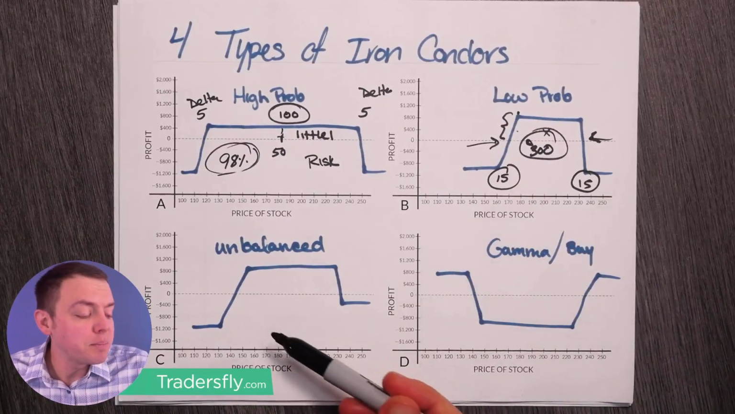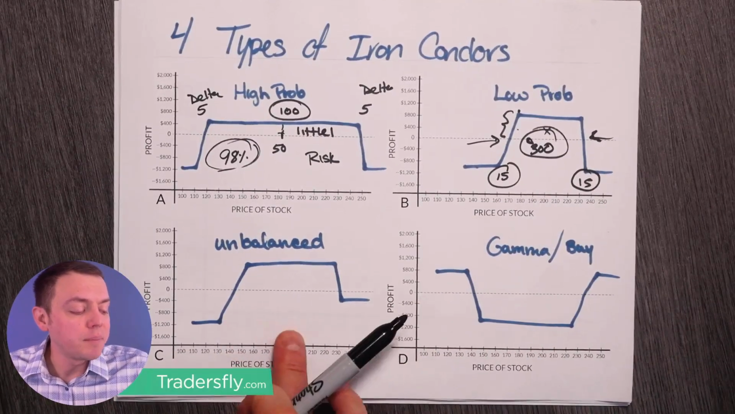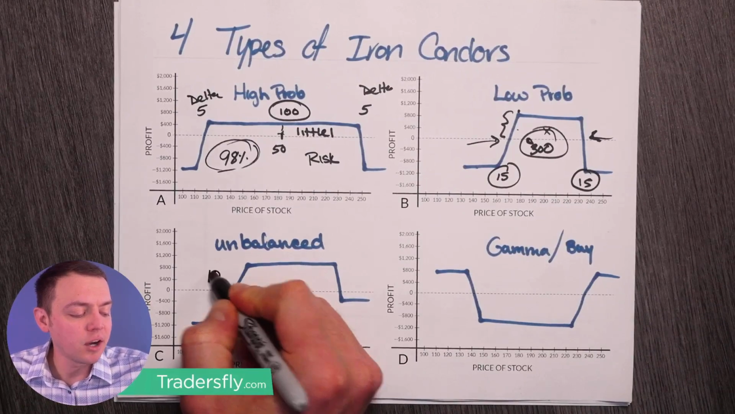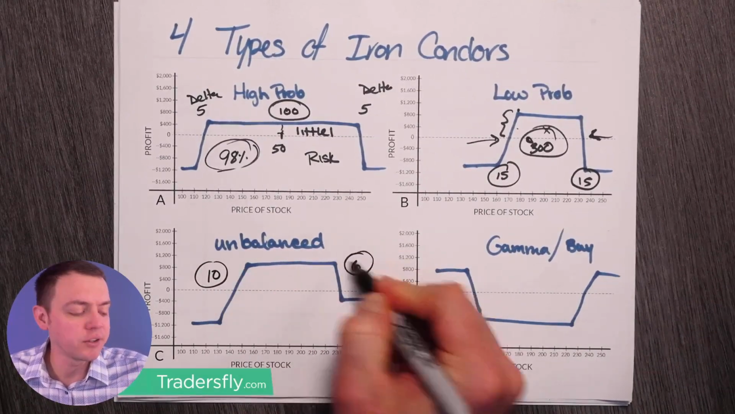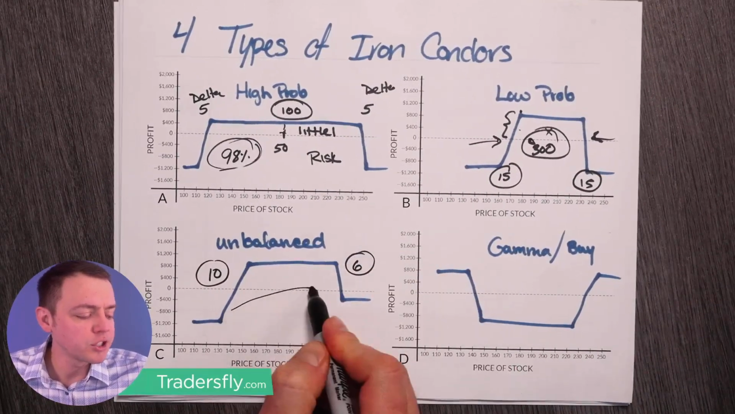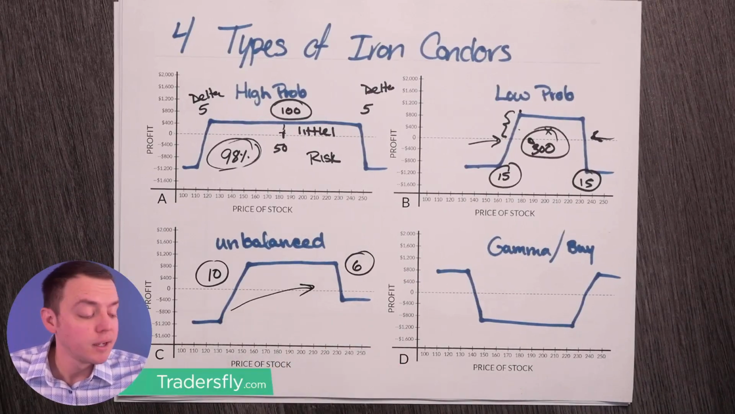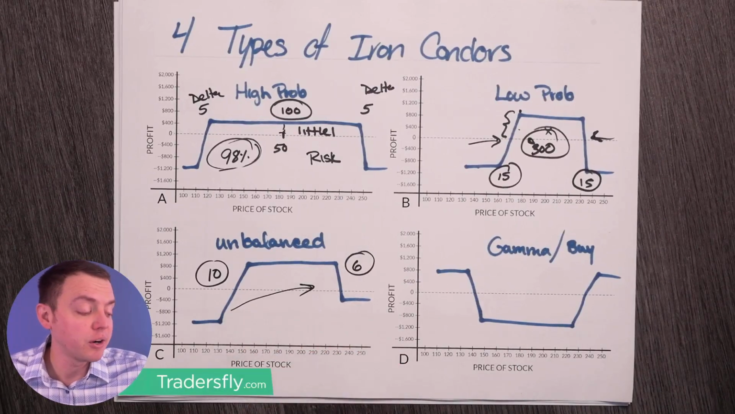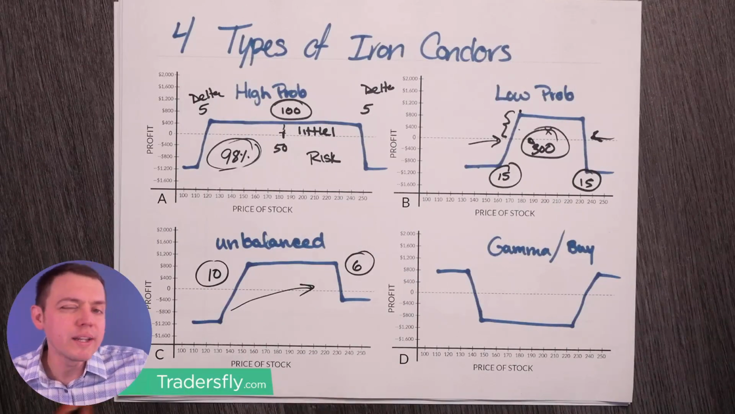Then we have an unbalanced iron condor. An unbalanced one is maybe I have 10 contracts on one side and maybe 6 on the other. This allows me to be a little more skewed. Now, you could have unbalanced for bullish. You could have unbalanced for bearish. So that's one that's a little more directional.